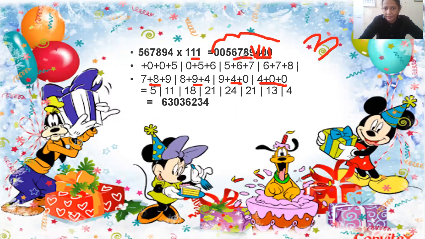6, 7 and 8. These are the next three numbers. So 6 plus 7 plus 8. Now you cut this 8 also. One by one you have to cut all the numbers. Okay, now you look here, 5, 6, 7 are the next three numbers. So you put the slash, write down 5 plus 6 plus 7. Now you cut this 7 also.